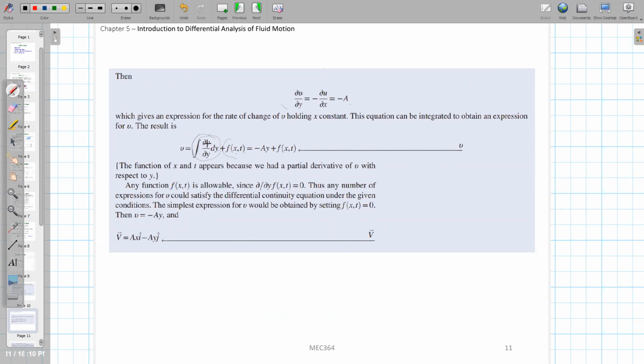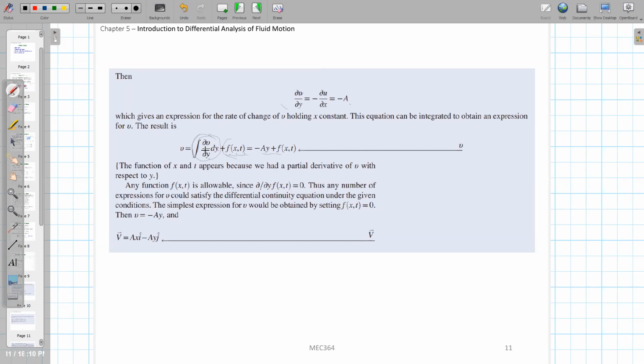Because this is only partial, you only integrate this v in the y direction. So when you integrate this one, you will bring a constant as a result, and that unknown constant can be anything not y, which means it can be an arbitrary function of x and t. So when you do this integration, you will get this result.